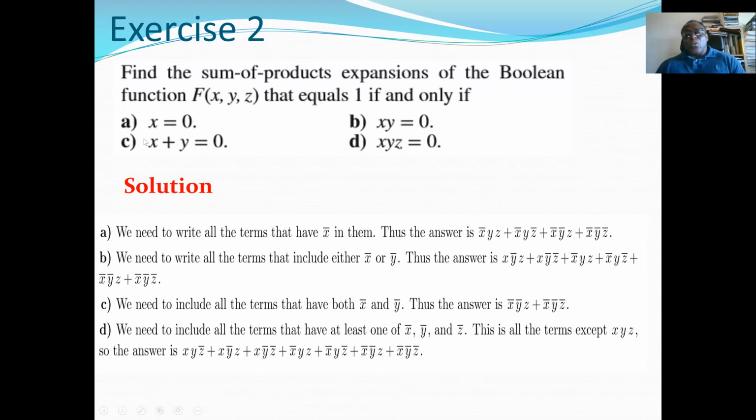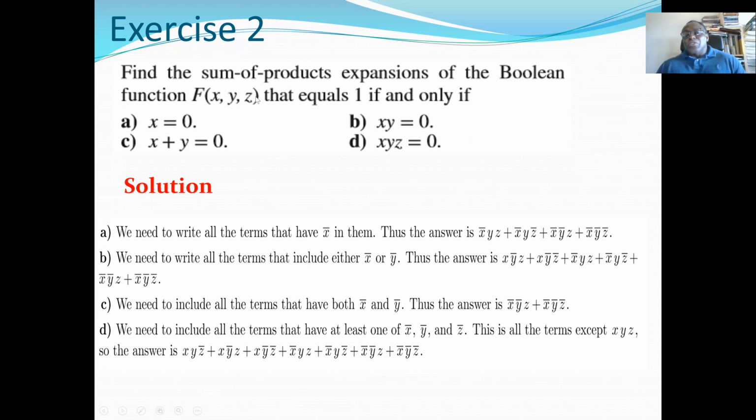So let's see the second question. Here they say we should find the sum of product expansion of the Boolean function. So the same question, which equal to 1 if and only if X equal to 0. So A, we said that we need to write all the terms that have X invert in them because X equal to 0. So here we get X invert.